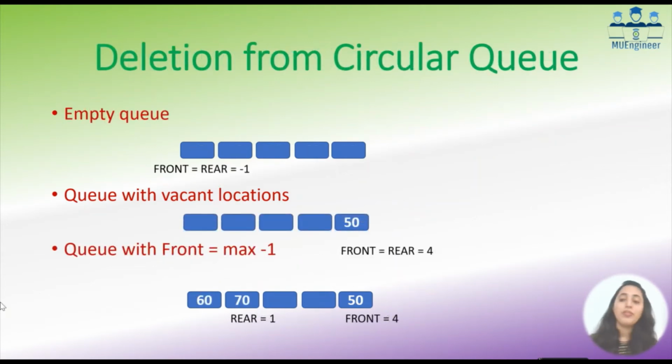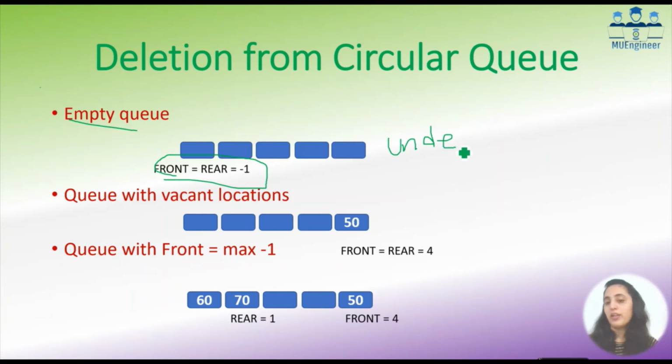Similarly, if I want to delete something from the circular queue, I first have to check that the queue is not empty. So what is the condition for an empty queue? If both my front and rear are -1, I will say my queue is empty, and then I will give a message saying it is an underflow. So that will be the case when your queue is totally empty, both are -1.